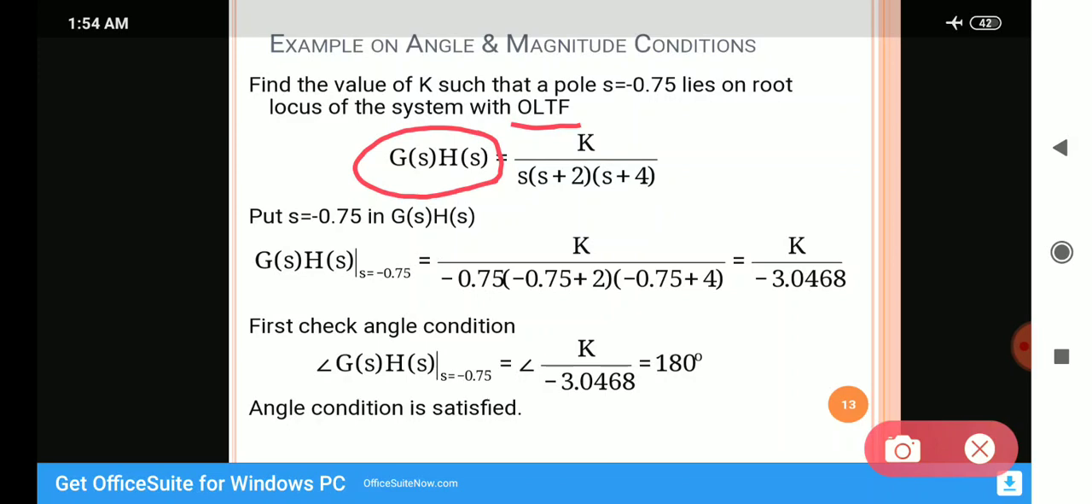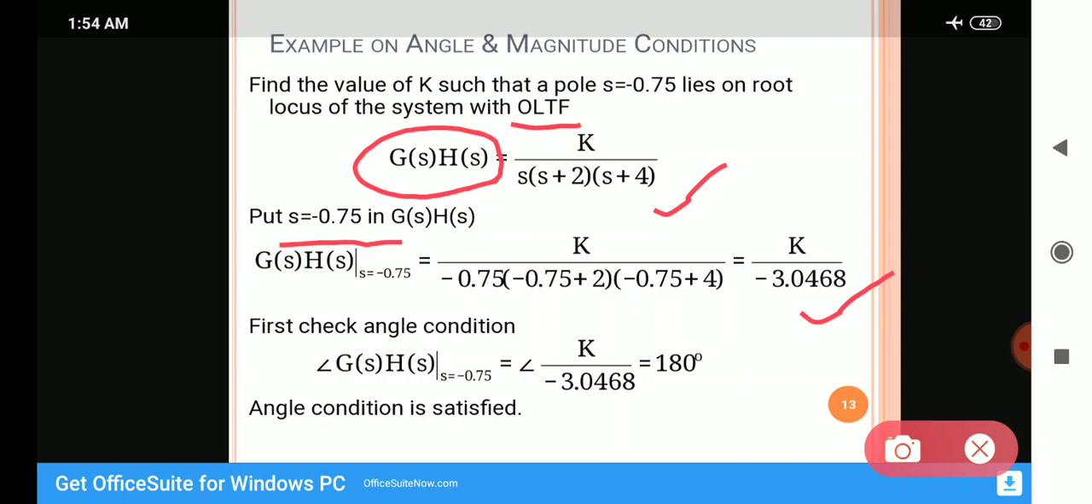Now for a system, the open loop transfer function is given like this. What is the value of K such that S equal to minus 0.75 will lie on the root locus? How do we get to know the value of K at which the point S equal to minus 0.75 is lying on the root locus? If S equal to minus 0.75 lies on the root locus, it has to satisfy the angle and magnitude condition. That means substitute the value of S equal to minus 0.75 into the open loop transfer function. This is the expression that we have got.